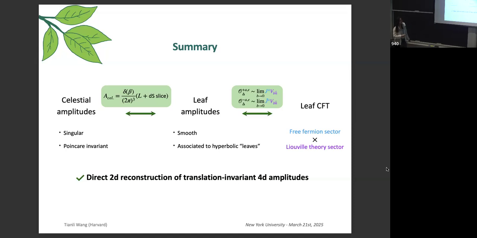And by putting these leaves together, which amounts to this relation between slasher amplitudes and the leaf amplitudes, we obtain singular slasher amplitudes that are fully Poincare invariant. So with this complete chain, we gave a direct two-dimensional reconstruction of translation invariant amplitudes.